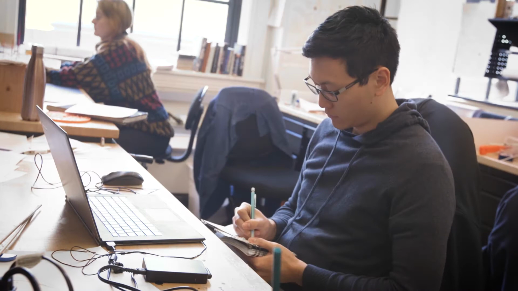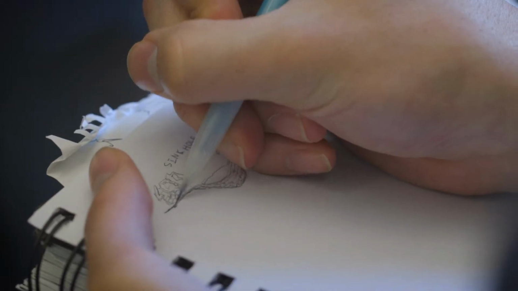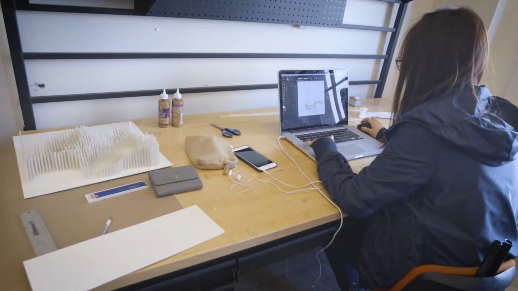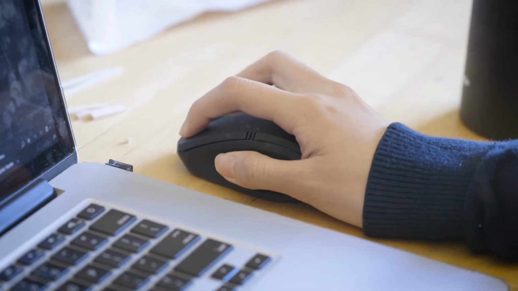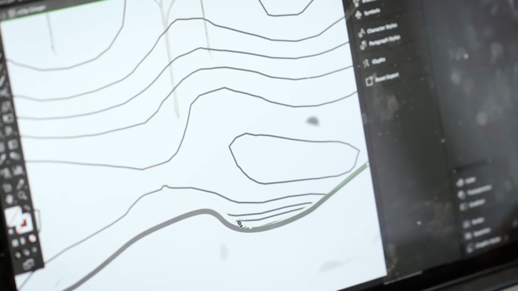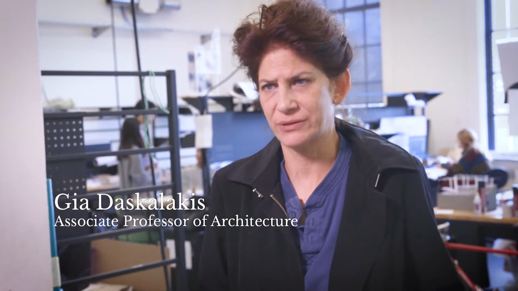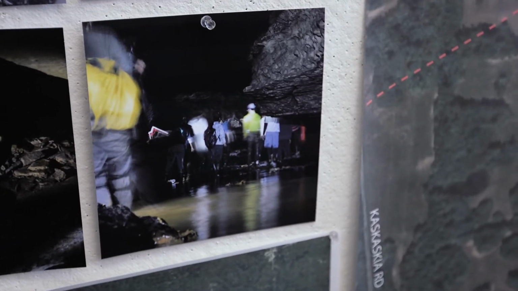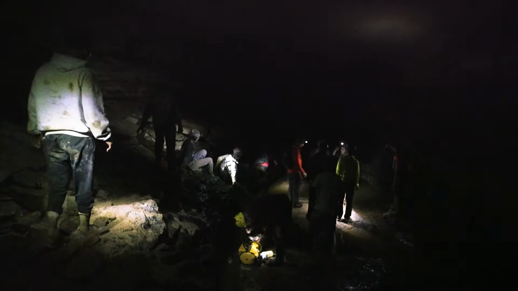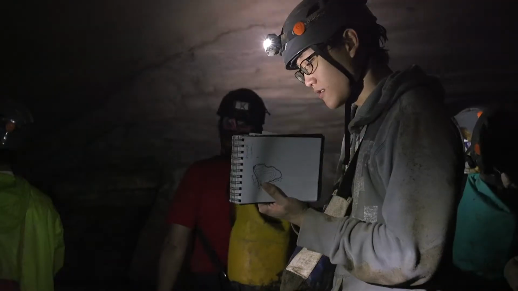The students are trying to understand how the sinkhole relates to a larger landscape. It's like, how do you insert some new understanding into a condition that you found? So being able to go into the cave is a fantastic kind of condition.